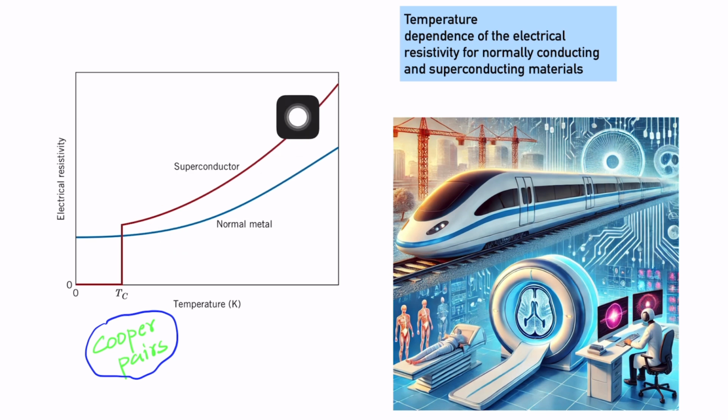So if you compare the two curves, the key difference is clear. While a normal metal always retains some resistance, the superconductor loses all the resistance below the critical temperature. This unique property makes superconductors incredibly useful in applications like magnetic levitation trains, here you can see maglev trains, and MRI machines, and even in quantum computing. So that's the story behind this graph.